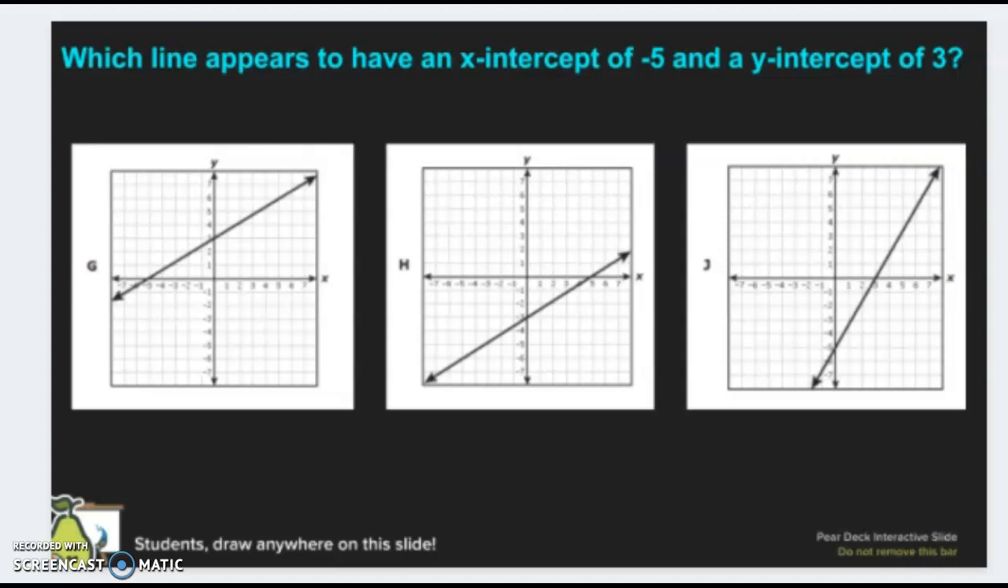If you want to pause the video and go work on those, remember these are the key features. It's the x-intercept. Remember, we find that on the x-axis. Another name for the x-intercept is 0. The y-intercept is on the y-axis, so we are finding where our line is crossing or intersecting the y-axis.